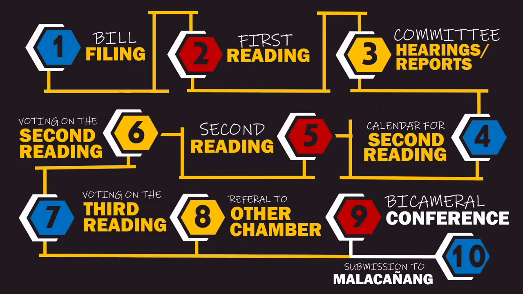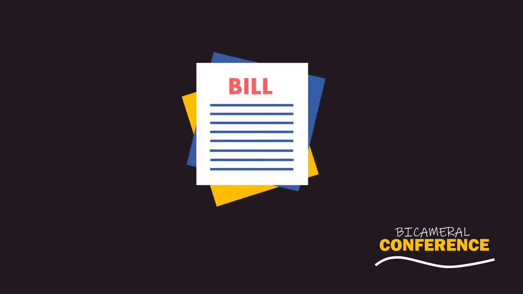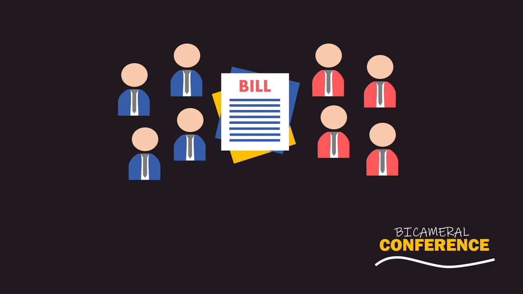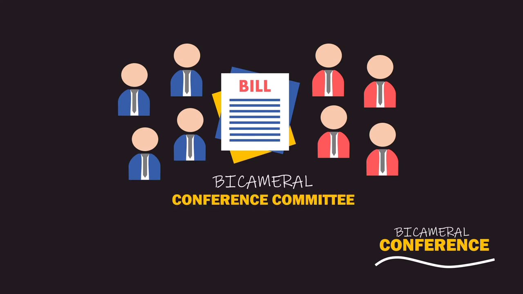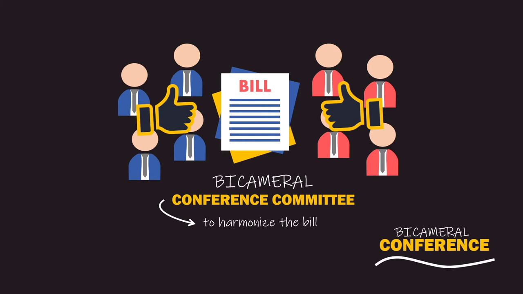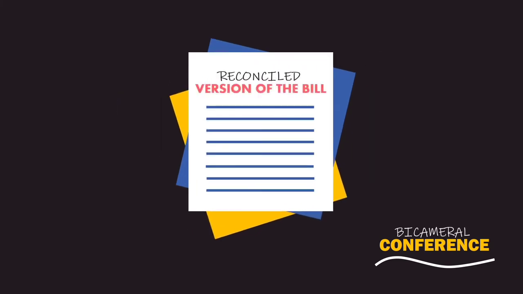Step 9. Bicameral conference. If there are differences in the versions approved by the Senate and the House, a bicameral conference committee is organized to harmonize the bill. If the bicameral conference committee agrees on the same thing, they will submit a report on the reconciled version of the bill duly approved by both chambers.